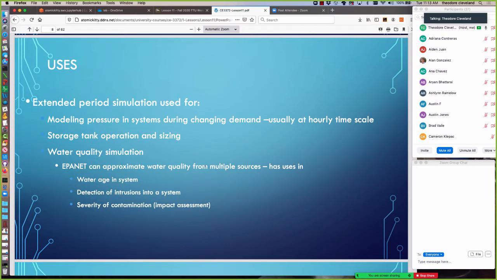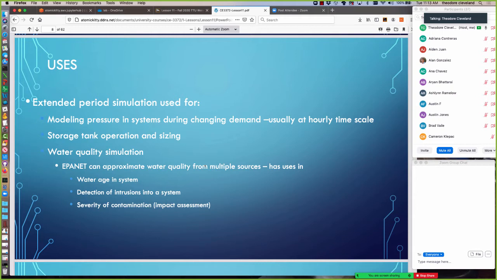Extended period simulation is used for various reasons, a few of which are listed here. One of the main uses is to model pressure in the systems during changing demands, typically at an hourly time scale. I suppose you could go to as short as 15 minutes. Much shorter than that, and you're introducing uncertainty with regards to how fast the pressure waves are moving back and forth. So let's stipulate that it's usually at an hourly time scale. And then whether we have actual demand data at anything smaller than hourly time scale, that in itself could be questionable in most communities.